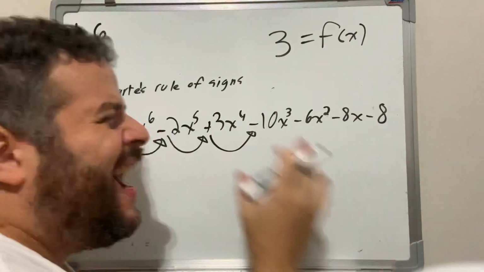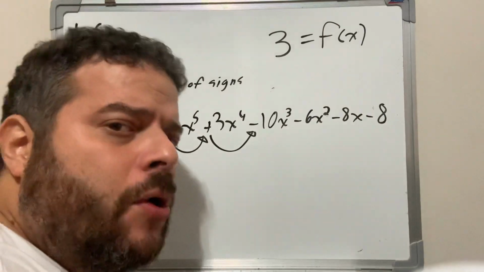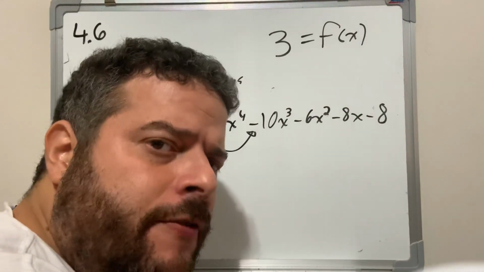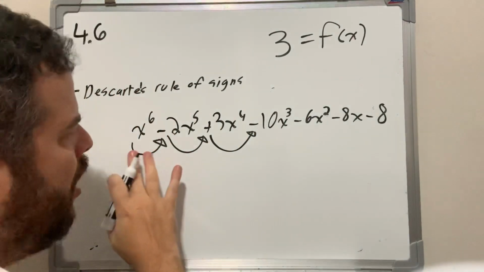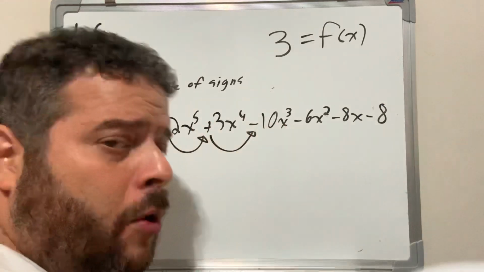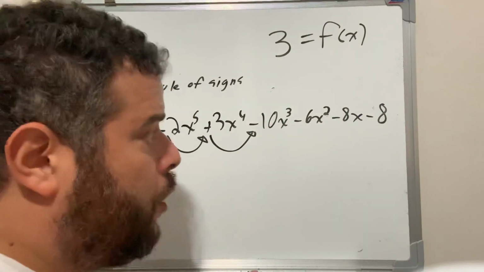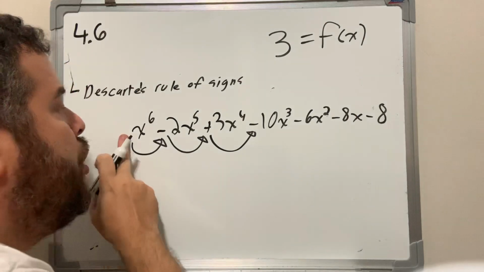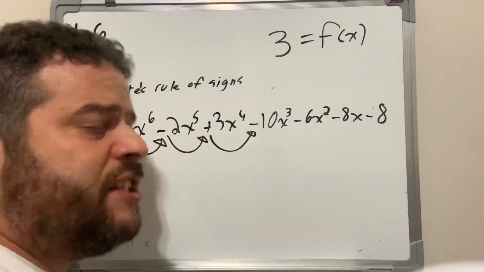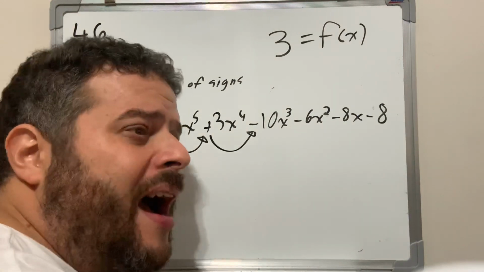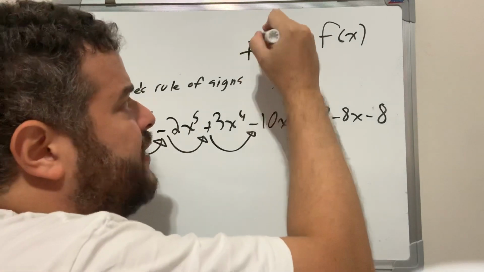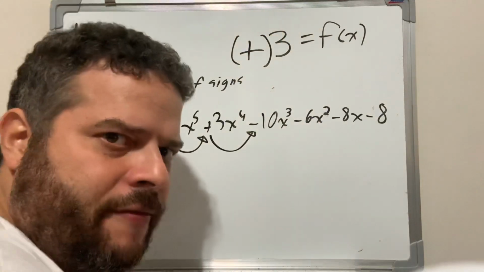Note, I said I did not change my polynomial, and that's important for a reason. When you don't modify your polynomial, the number of sign changes tells you how many possible positive solutions you might have.